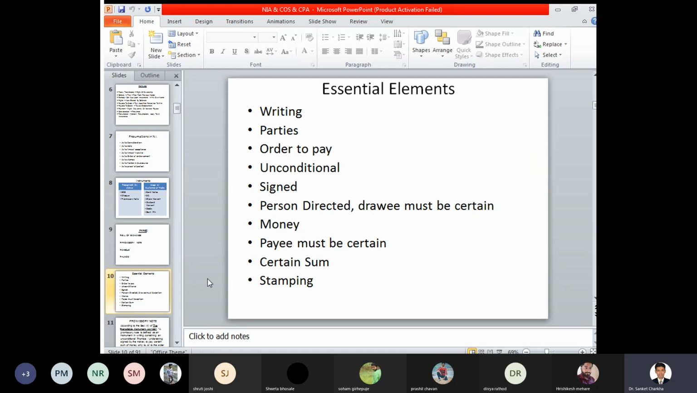Next, essential elements. As you have seen essential elements of a valid contract or essential elements of a sale, in the same way you have essential elements of a negotiable instrument also. What are the various factors a negotiable instrument must have? Always, a negotiable instrument must be in writing. There must be specified 2, 3, or 4 parties.